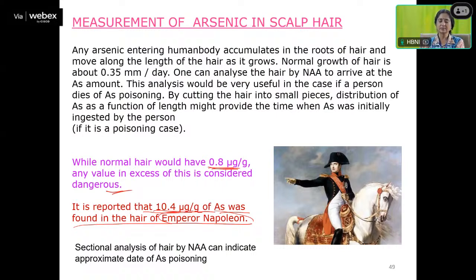So the sectional analysis of hair by NAA can indicate the approximate date of arsenic poisoning. So this is the beauty of NAA. From there you can know, and arsenic is very, very sensitive by neutron activation analysis.